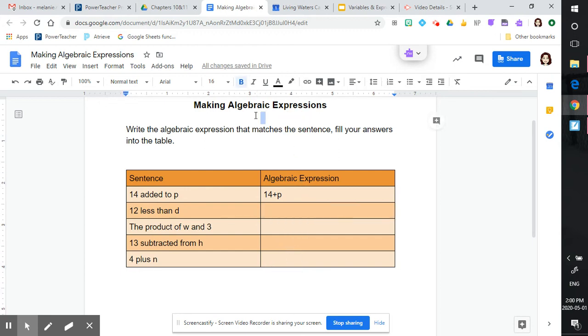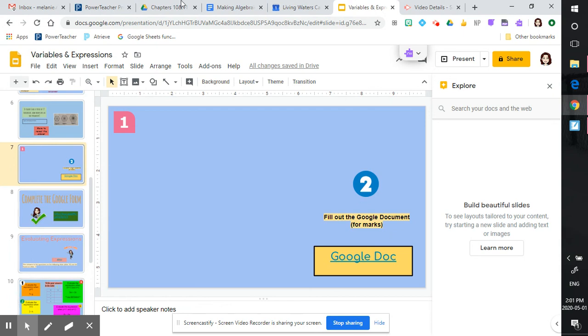Once you're done, it will automatically save into your drive. If you want, you can put your name in the title. You can exit it, and then when you are done all of your work, you will make sure you turn this into Google Classroom at the same time as you turn in your slideshow.